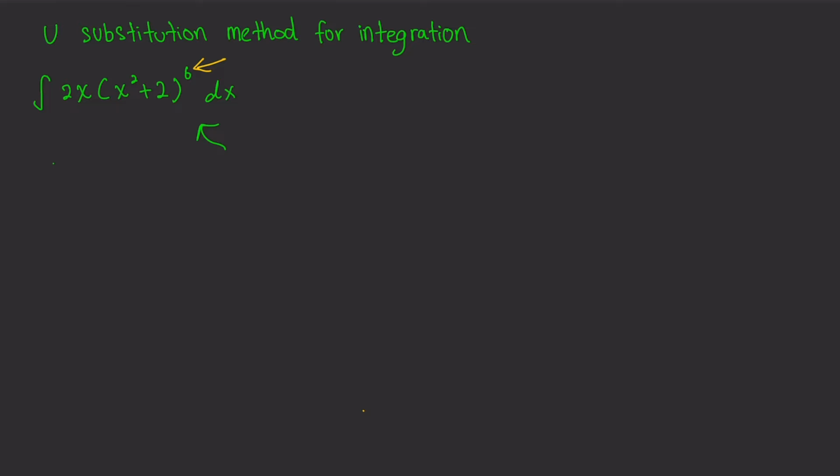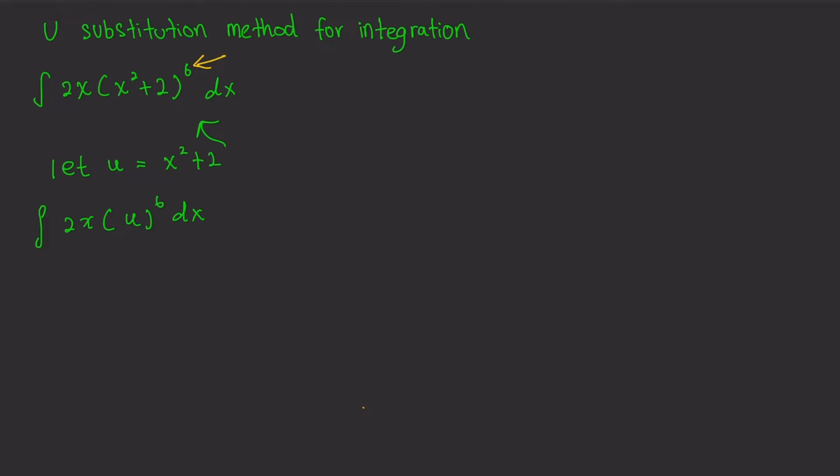So in this case, we let u equal to x squared plus 2. Okay, and then we can continue with 2x u to the power of 6 dx. Okay, note that this is dx. So we need to change dx to du, so the integration can be done.